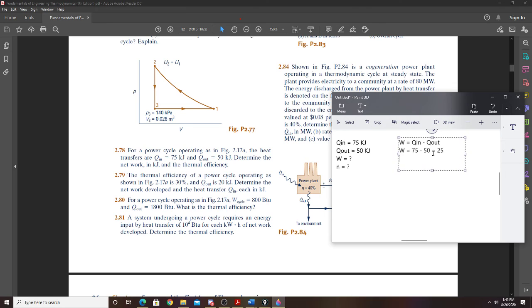So 25 is the work of the cycle, and then from there you have to do eta. So the eta equation, remember, is the thermal efficiency of the cycle, and it is what you want out of the cycle divided by what you had to put in.